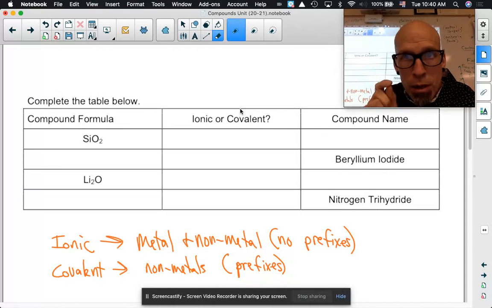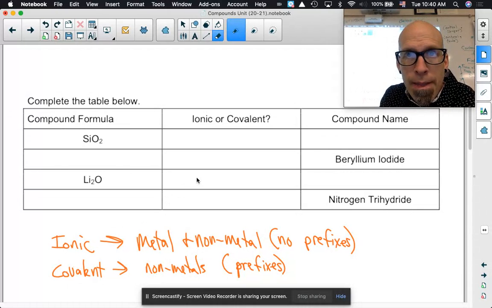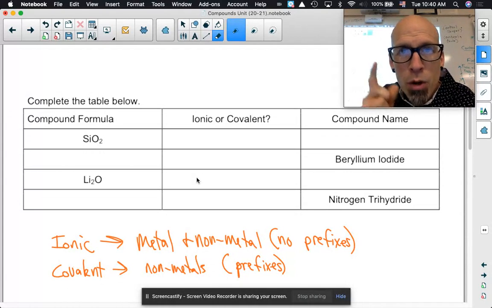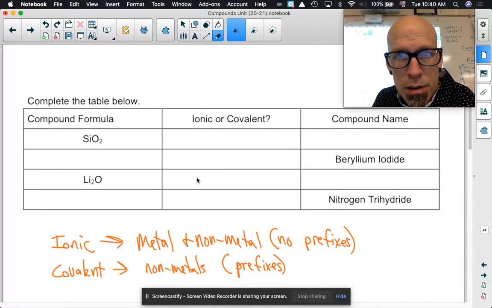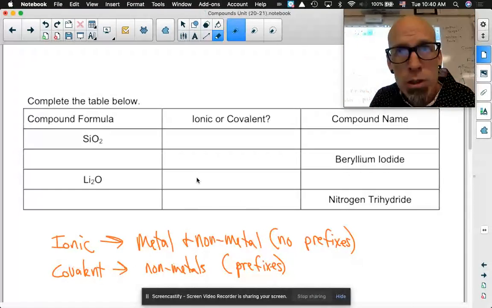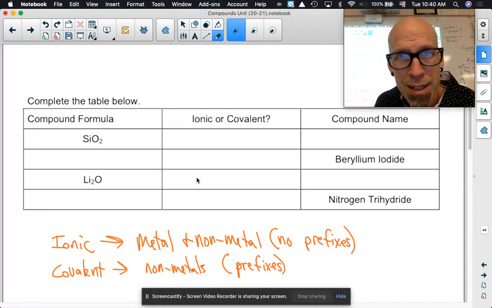Number one, look for a metal. If there's a metal in the compound, it's ionic. And here's why this is. The metals on the table, their valence numbers are 1s, 2s, and 3s. They're almost empty. They cannot share their way to a full octet. The nonmetals, all the way on the right side of the table, they have valence numbers of 5, 6, and 7. That's almost full. They can share their way to a full octet.